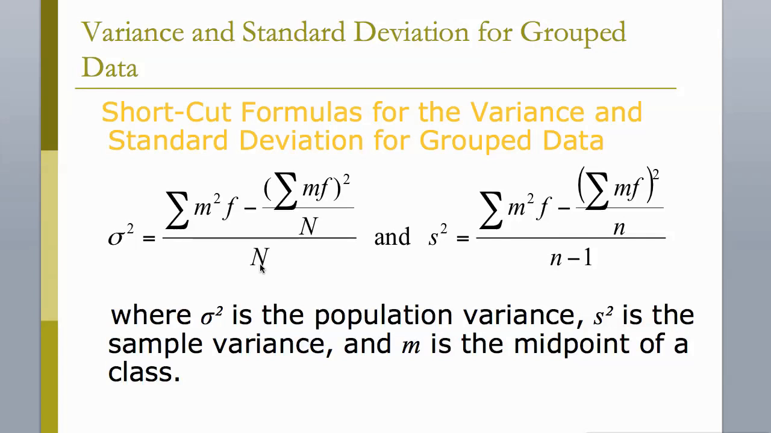n for population. And also here, instead of the values x, now we have the midpoints representing the class and the frequency of a class. So we need to calculate sigma m square f and sigma mf for every class. So let us see an example how we calculate the square of the midpoint multiplied by the frequency for every class, and the midpoint multiplied by the frequency for every class, and then we get the sum in both cases in order to use this formula. So let's have a look at an example.